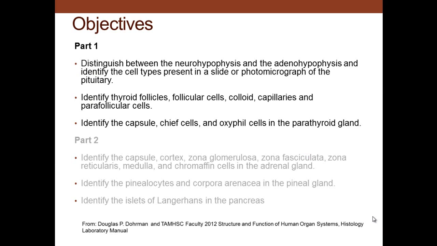Part one, we want to distinguish between the neurohypophysis and the adenohypophysis, identify the cell types that we see there in the photomicrographs of the pituitary. We also want to identify follicles, follicular cells, colloid, capillaries, and the parafollicular cells in the thyroid. And then finally, with the first part, we want to identify the capsule, chief cells, oxyphils, and the parathyroid. Part two, we will identify adrenal, and then the pineal, as well as the islets of Langerhans.